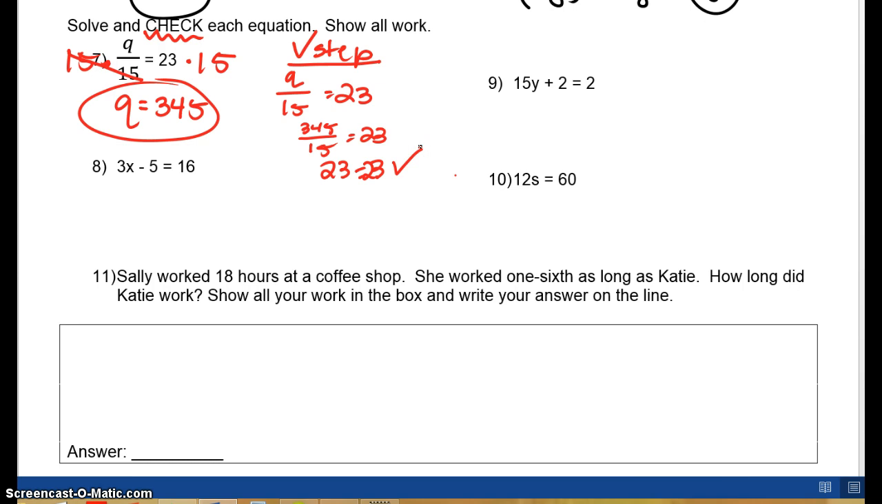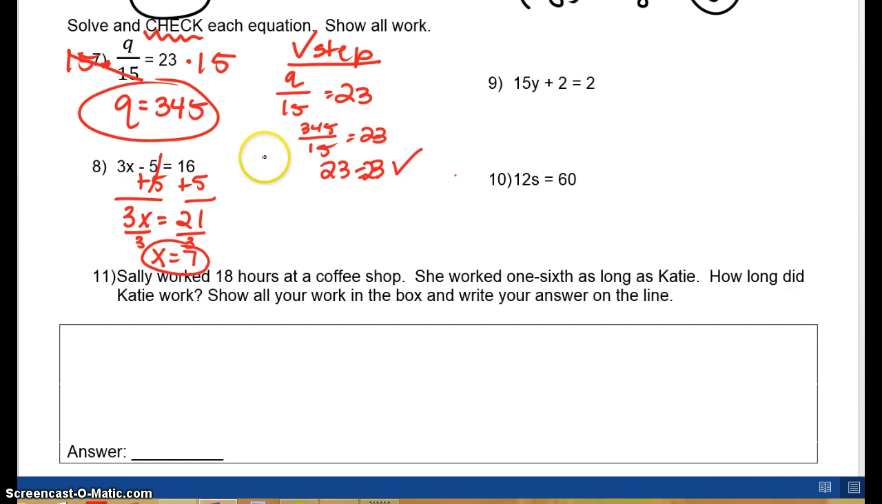Number 8, same thing. This is a multi-step problem, a two-step equation. So we have to add our 5 first. We add or subtract whatever number is not connected to our variable. So those 5s cancel out, and we're left with 3x equals 21. Divide both sides by 3. We're dividing by whatever's connected to our variable. And we have x equaling 7.